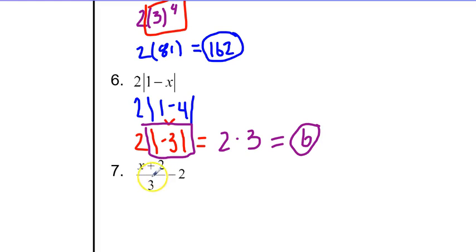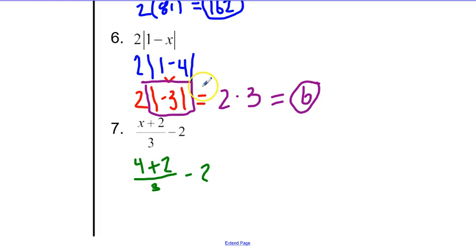Number 7, x plus 2 divided by 3 minus 2. First off, we put the 4 in for the x. We do 4 plus 2 all over 3. And then on the side, we put minus 2. Do the operations in the numerator and denominator first. So we have 4 plus 2, which is 6, all over 3 minus 2.